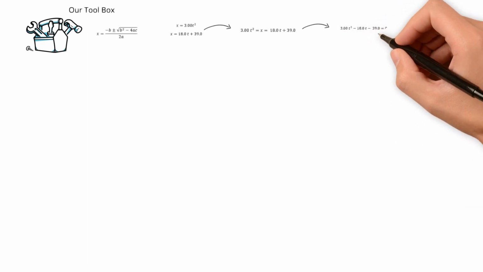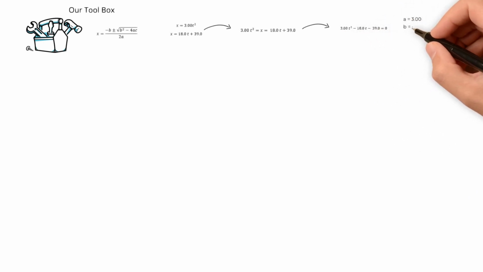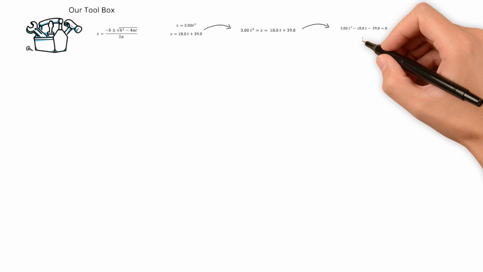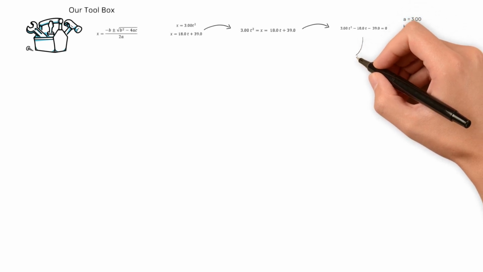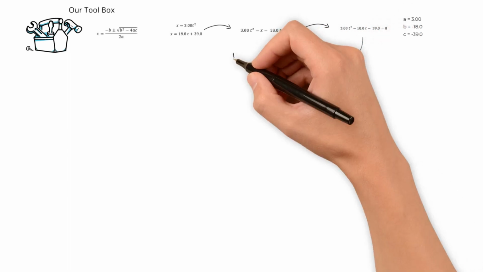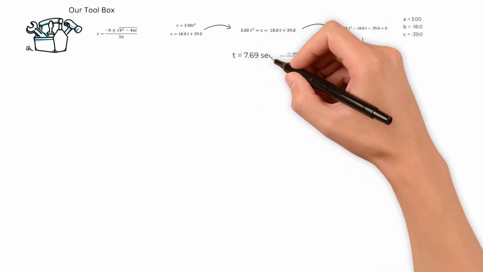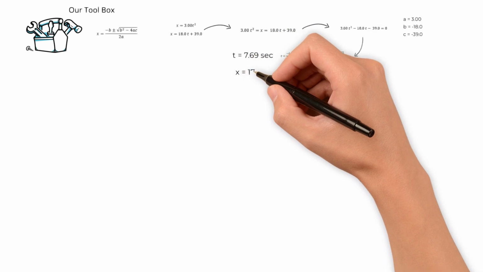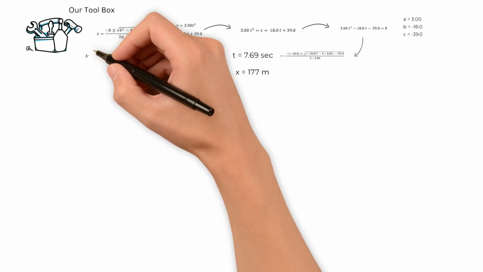Now I'm going to do a bit of rearranging so I can put these in terms of our quadratic equation, where a is 3, b is minus 18, and c is minus 39. So we'll plug those into our quadratic equation, and we want a positive t, so we're going to solve for that. And then we can plug that back in and get our x.